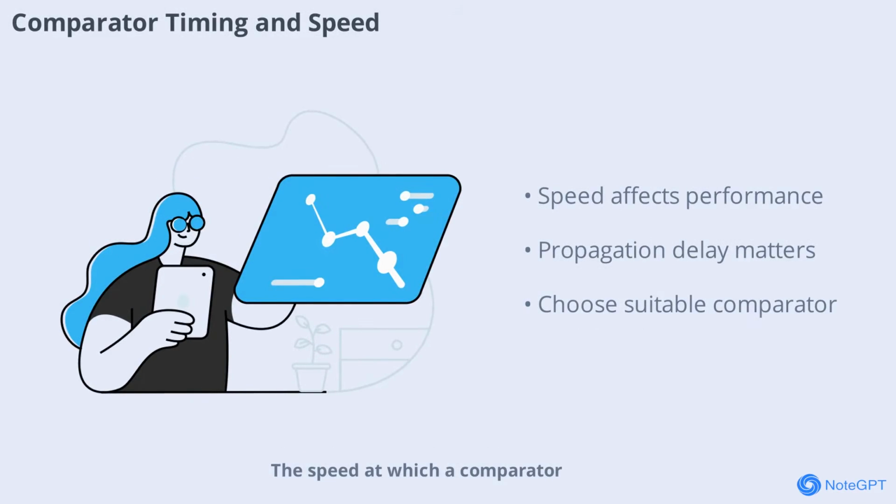The speed at which a comparator operates is important in high-performance digital systems. Fast comparators can make decisions in nanoseconds, enabling rapid data processing. Timing characteristics such as propagation delay are specified in datasheets. Choosing the right comparator for your application ensures optimal system performance.